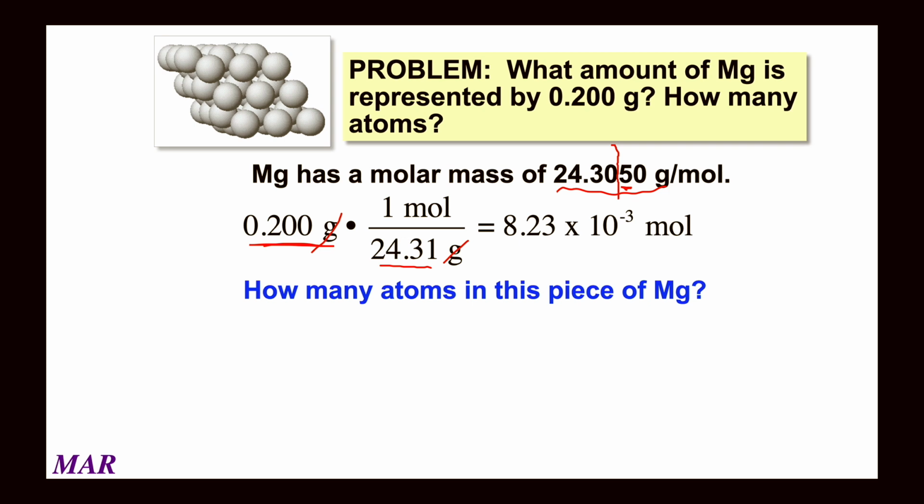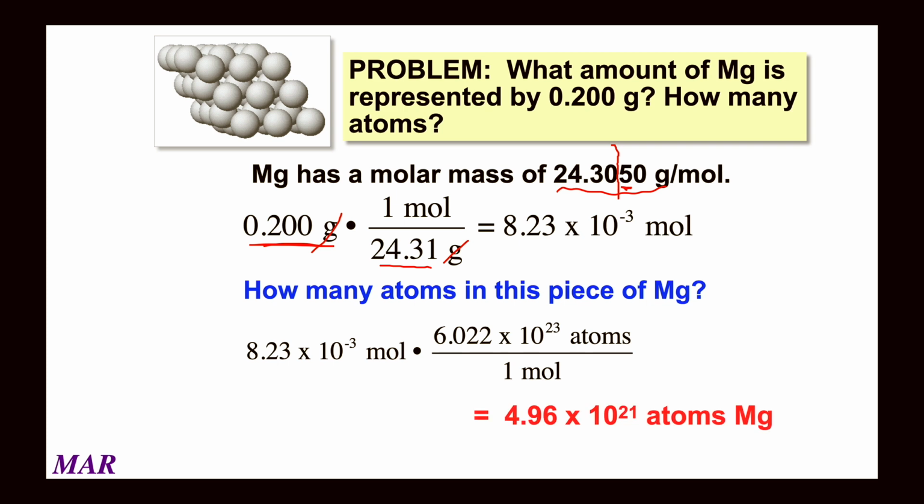And that's where 6.022 times 10 to the 23rd comes in, because for this problem, that would represent atoms of magnesium per mole. So just like on the last one, we'll start with the moles, our starting unit. We're going to use Avogadro's number, which is that 6.022 times 10 to the 23rd. We want our moles to cancel because we want to end up with just atoms. 3 sig figs, because 8.23 is only 3 sig figs. When you put this in your calculator, 4.96 times 10 to the 21st.